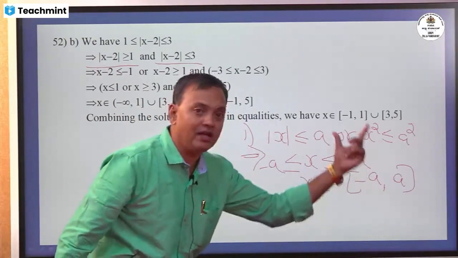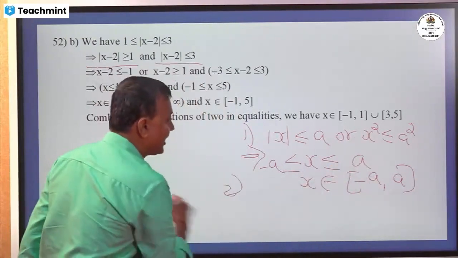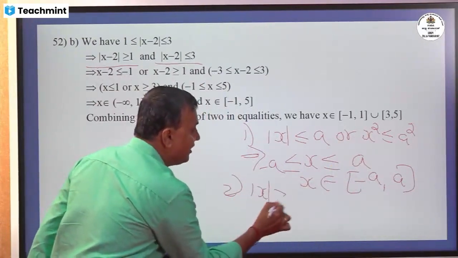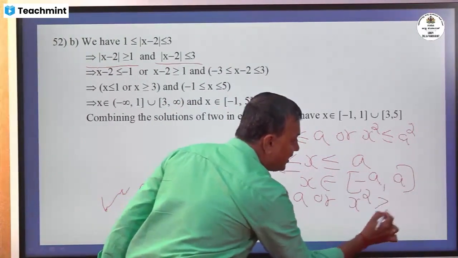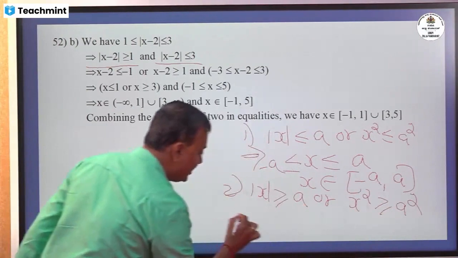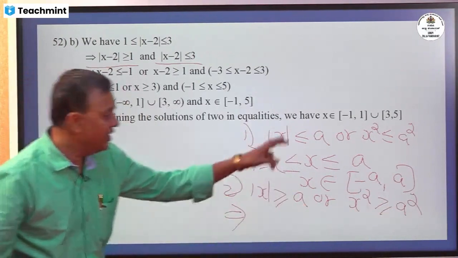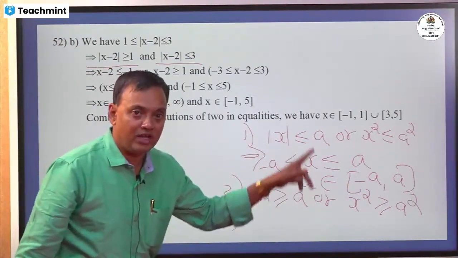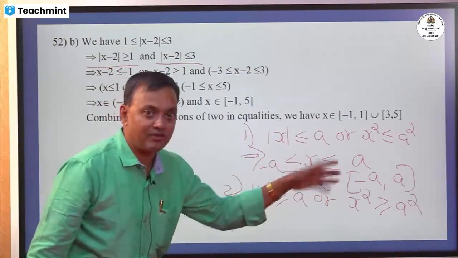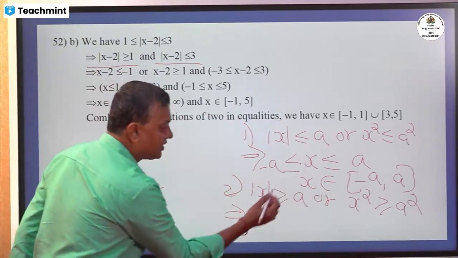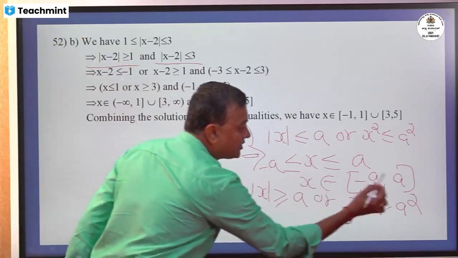End points are included. And for the second one, modulus of x is greater than or equal to a, or x square is greater than or equal to a square. While solving inequality problems, we are also getting the domain and range. These two concepts are very important. So modulus of x greater than or equal to a, or x square is greater than or equal to a square.